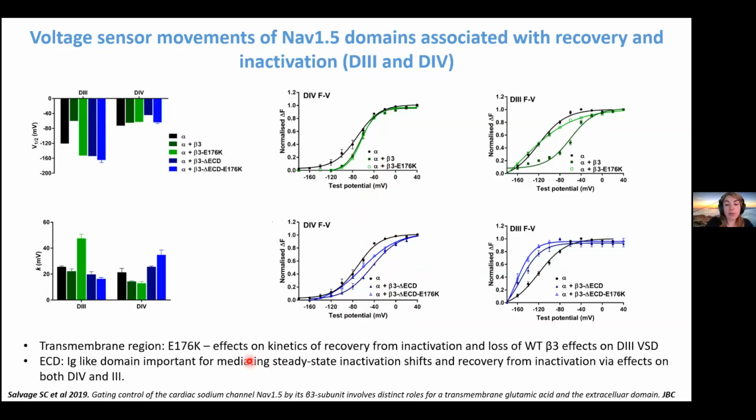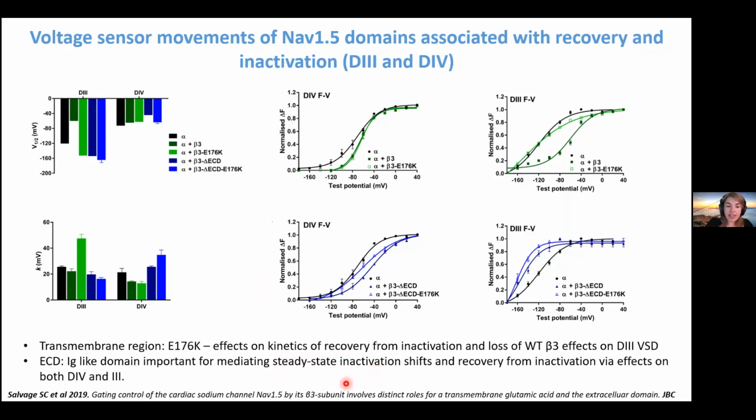So overall, from the effects that we've seen on recovery from inactivation and steady state inactivation, as well as these voltage sensor movements, we can see that the transmembrane region is important in mediating effects in the kinetics of recovery from inactivation through domain 3, and that the extracellular IG domain is important for both processes, but additionally this steady state inactivation shift, and so is mediating effects on both domain 4 and domain 3.